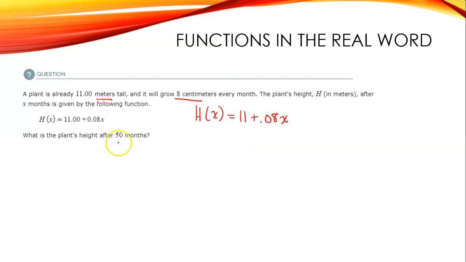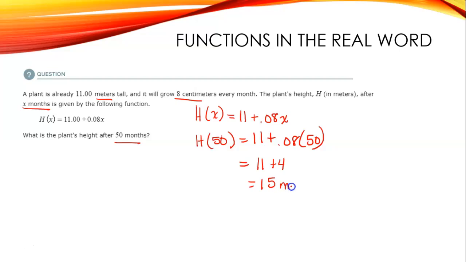And now it asks me, what is the plant's height after 50 months? Well, x is our months. So that's telling you to find the height after 50 months by replacing x with 50. Multiplication comes before addition, so I do 0.08 times 50. And that gives me 4, so it's 11 plus 4. And so that plant is 15 meters tall. It's an extremely large plant. That's like a Jack and the Beanstalk situation happening here.